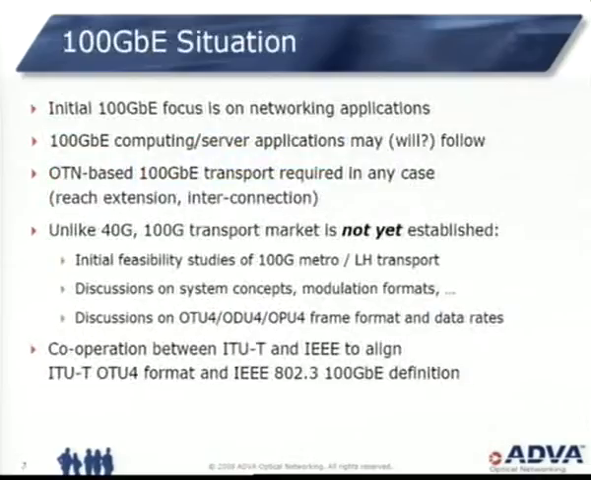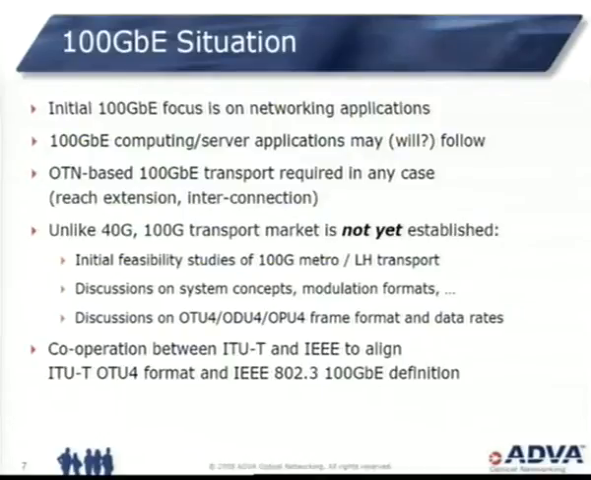So now 100 gig, 100 gigabit Ethernet. Situation, it seems 100 gigabit Ethernet now is, unlike 40 gig, really massively driven by the telco and transport, core networks and whatever community. Maybe it will go into the computing and server area later. And again, in any case, OTN, G.709 compliance and standards-based networking and transport will be necessary for reach extensions, for interworking, etc.